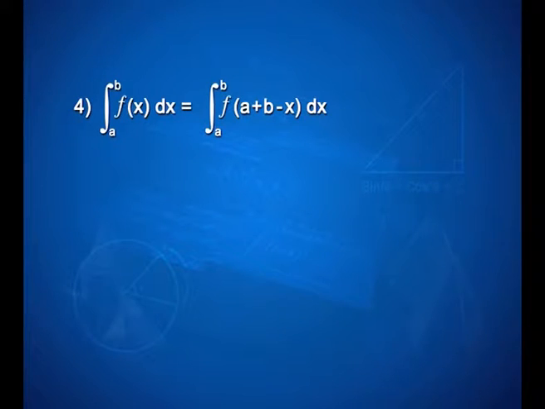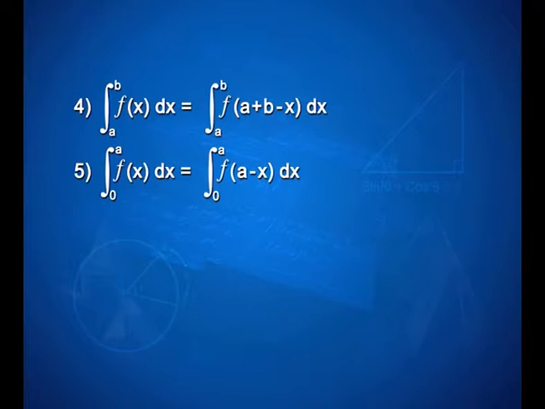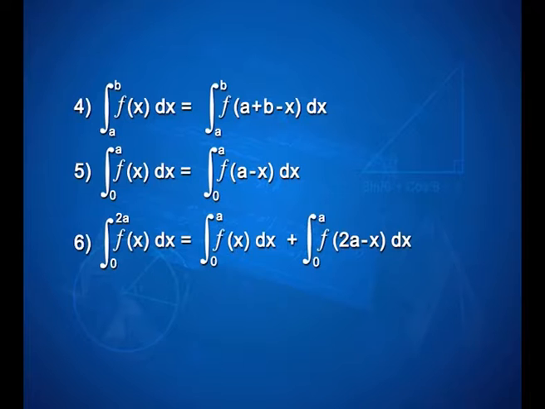Fourth property is integral a to b f of x dx is equal to integral a to b f of a plus b minus x into dx. Fifth property says integral 0 to a f of x dx is equal to integral 0 to a f of a minus x into dx. And sixth property is integral 0 to 2a f of x dx can be written as integral 0 to a f of x dx plus integral 0 to a f of 2a minus x into dx.